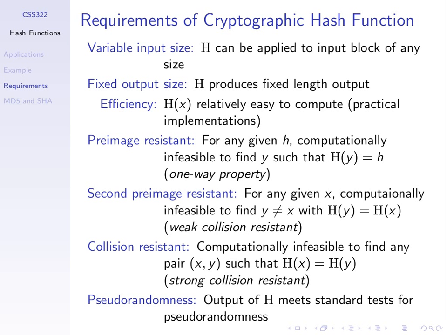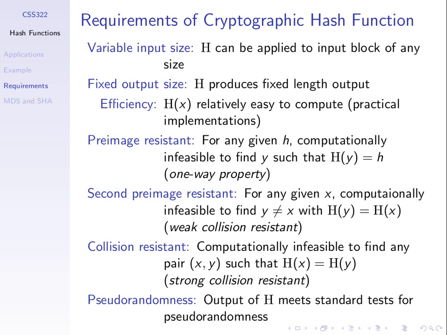The second pre-image resistant is just another name for weak collision resistant. Okay, so just two different names for the same property. If we say a hash function has this property of second pre-image resistant or weak collision resistant, it doesn't necessarily mean pre-image resistant.